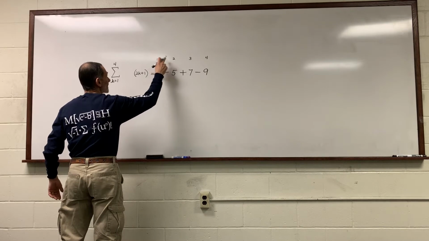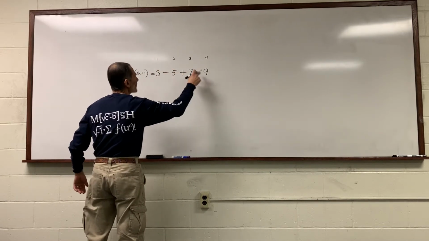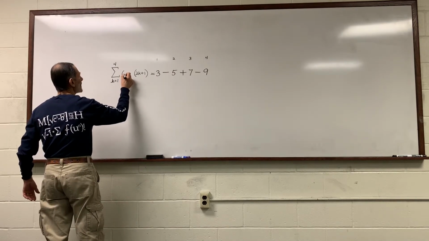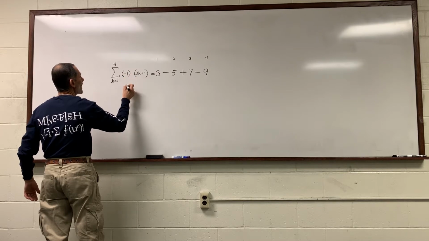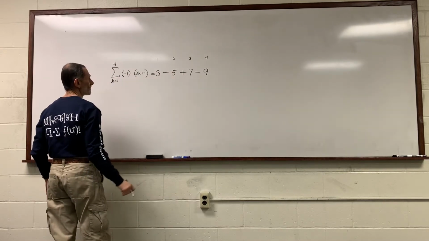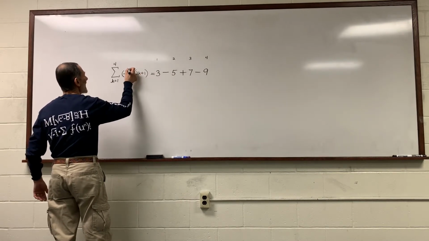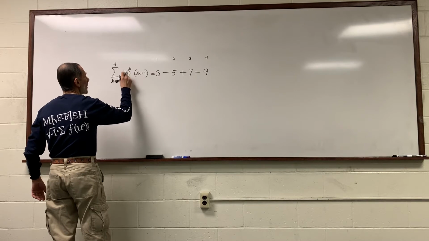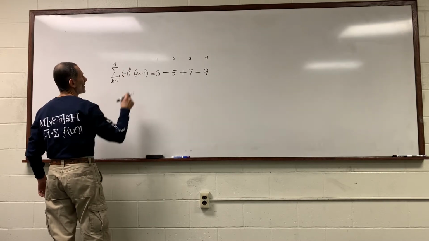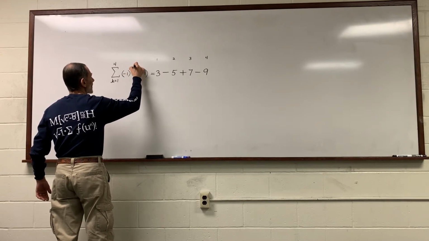These are our k's. But how do we account for the alternating negatives? Well, we can do that by multiplying by -1, but not every term. The odd number terms are positive. Now, if I put k here, the odd number terms would be negative. The first term would be -1 to the 1, the third term would be -1. So I can do something like this.